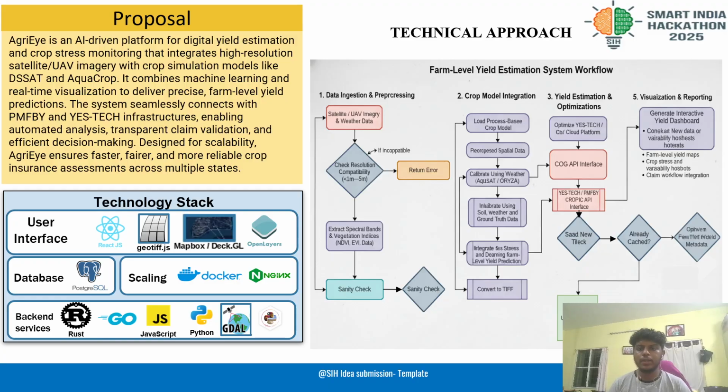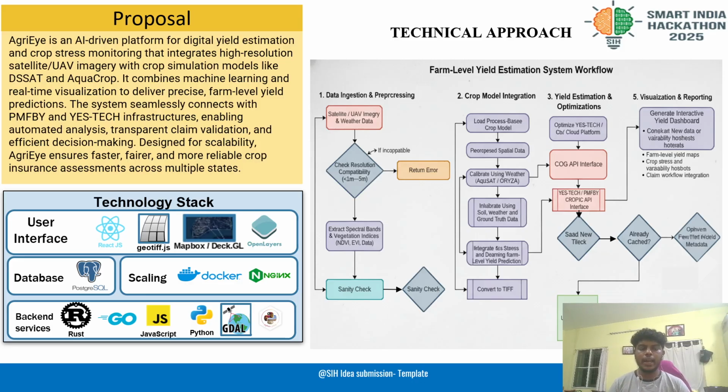Here's the formal yield estimation flow. We start with data ingestion, satellite and UAV imagery processing. Then we apply radiometric and atmospheric correction of the satellite data because they are taken at different times and need to be standardized. We take indices like NDVI, EVI, LST to validate quality, convert the output to COGs and GeoTIFFs, and store the metadata. Now we integrate the crop model, DSSAT, AquaCrop, and calibrate with the local weather and soil data.